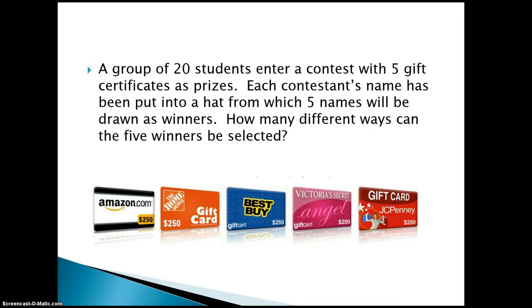So let's look at an example. A group of 20 students enters a contest with 5 gift certificates as prizes. Each contestant's name has been put into a hat and 5 are going to be drawn. How many different ways can the 5 winners be selected? So I do need to kind of specify. Let's say that these winners can pick any of these gift cards that they want. Now notice that the total for each of those cards is the same, so it really doesn't matter who gets picked first or second. There's an example 1 flying up there.